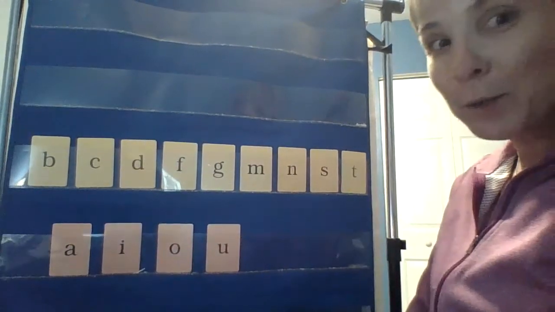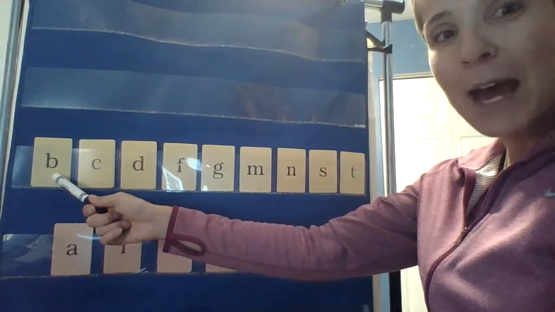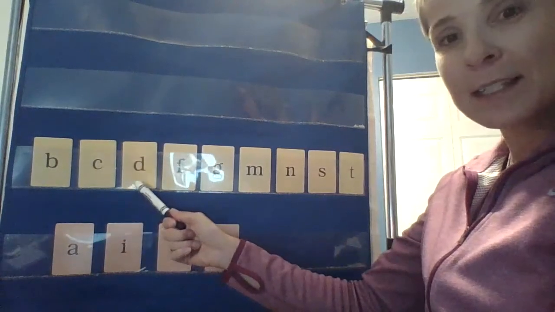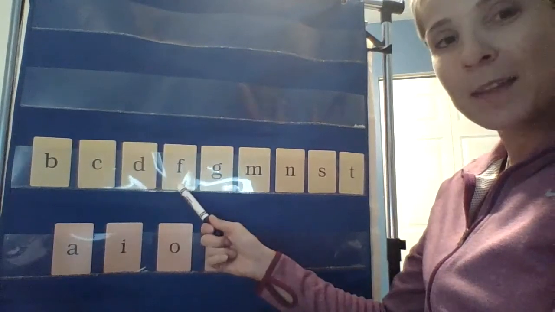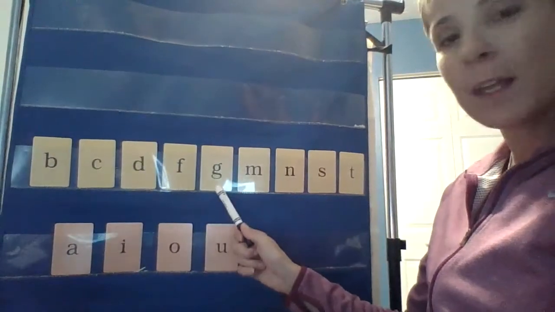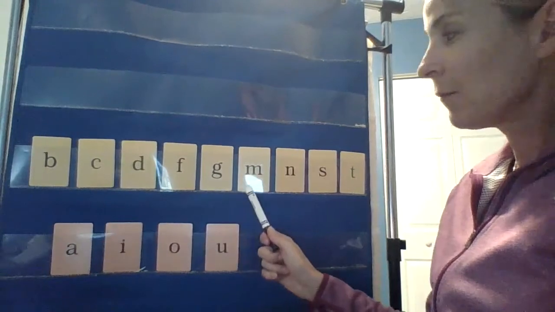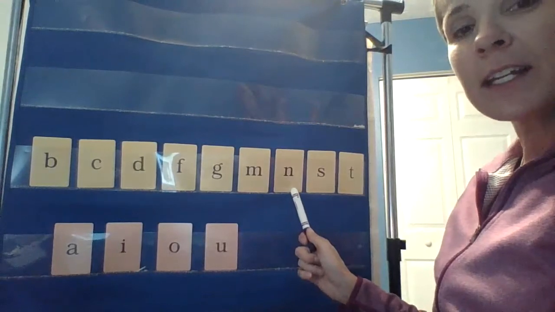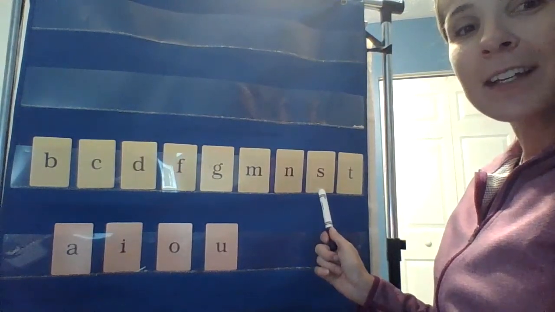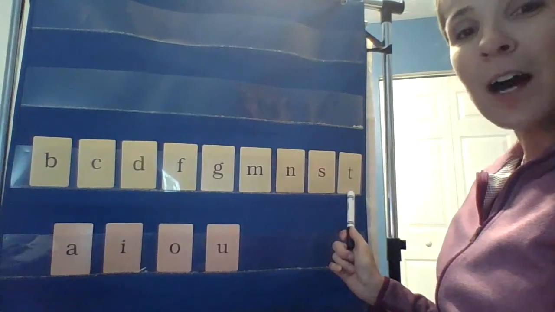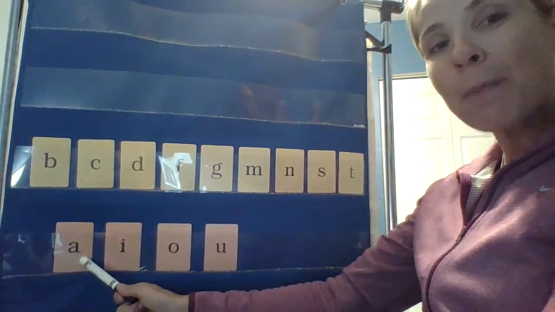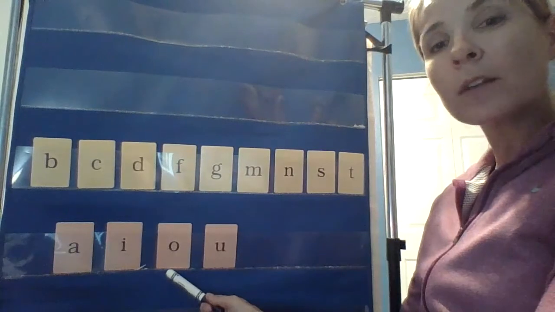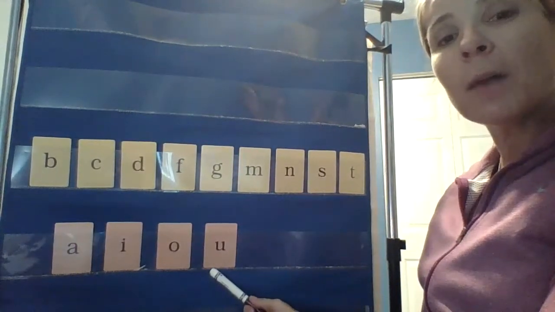All right, let's go through them really quick, okay? Here we go. B, bat, B. C, cat, K. D, dog, D. F, fun, F. G, game, G. M, man, M. N, nut, N. S, snake, S. T, top, T. A, apple, A. I, itch, I. O, octopus, O. U, up, umbrella.